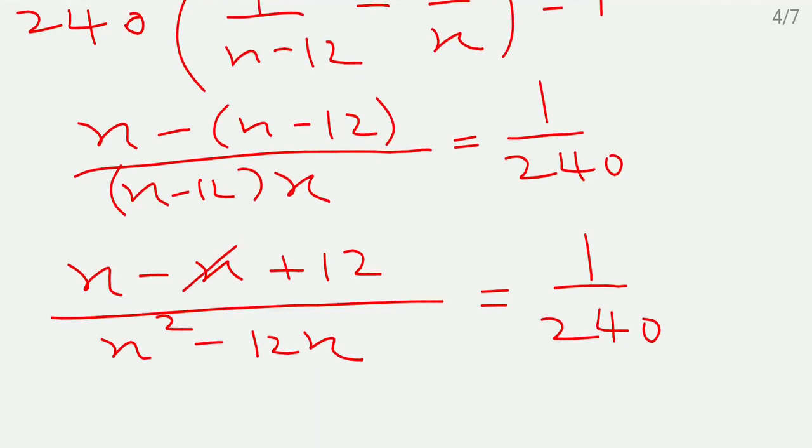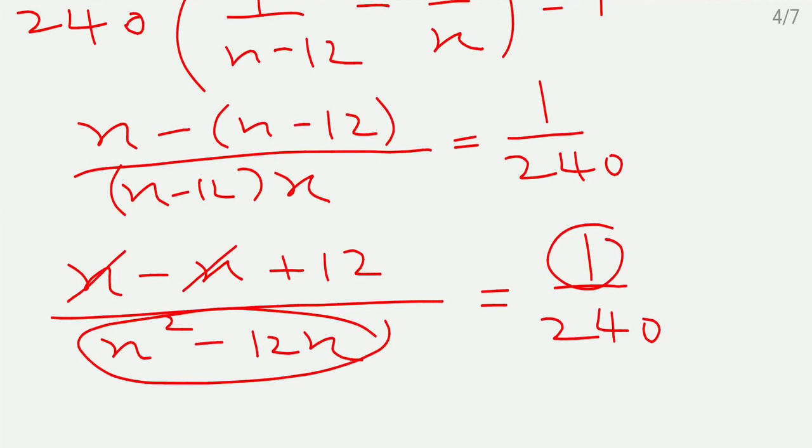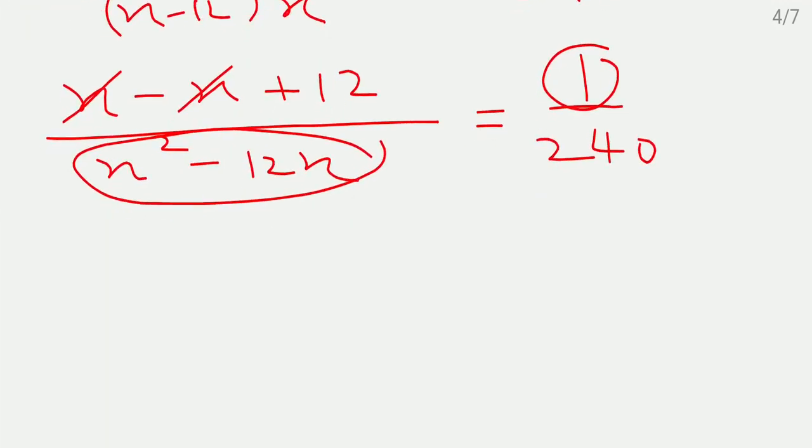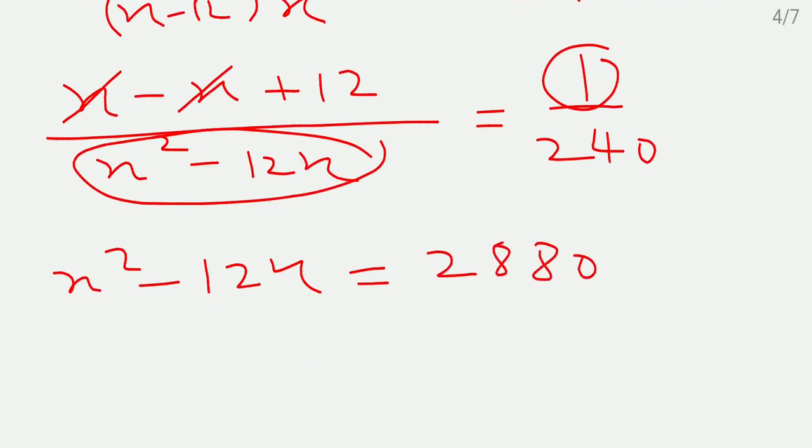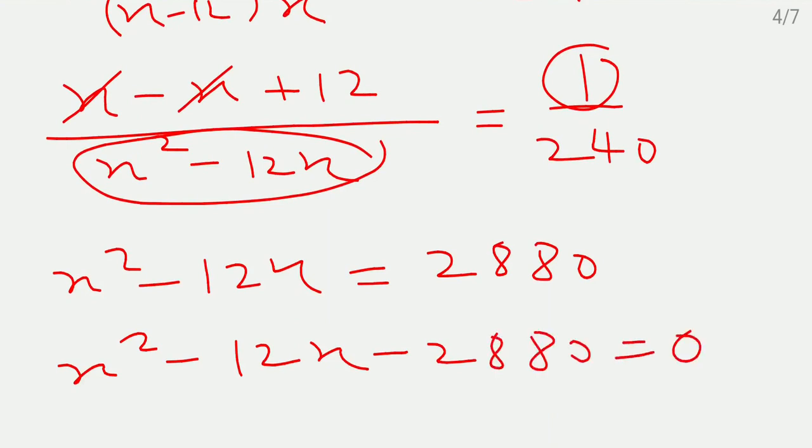This plus x minus x got cancelled. Now this one into 1 is nothing but x square minus 12x, which is equal to 12 into 240. 12 into 240, it means 2880, the product. Now I'll bring this number to this side. X square minus 12x minus 2880, which is equal to 0.